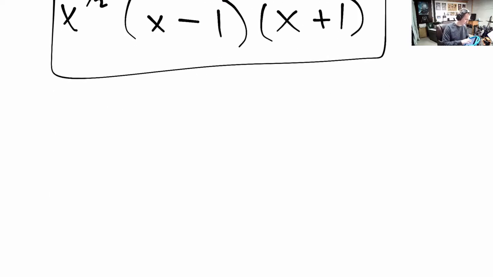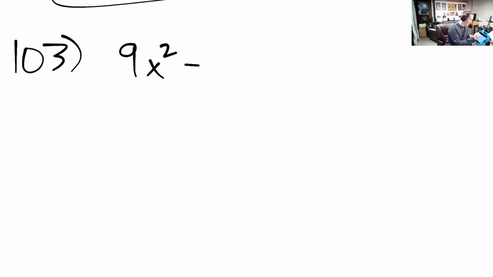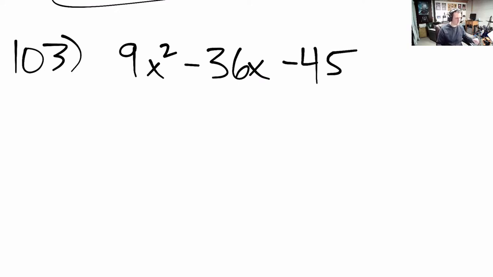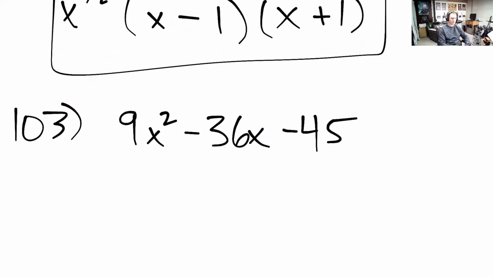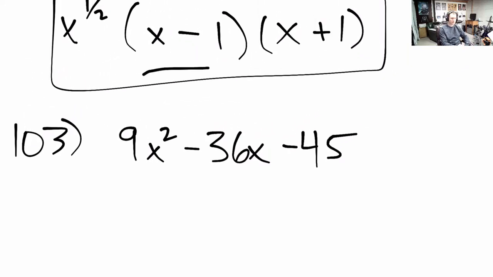Okay, next problem. This is still from section 1.3, and this one's factoring something completely again. This is question 103. It says to factor 9x squared minus 36x minus 45. And it says to factor this completely, which again means we're looking for some factorization that looks like a product of binomials.